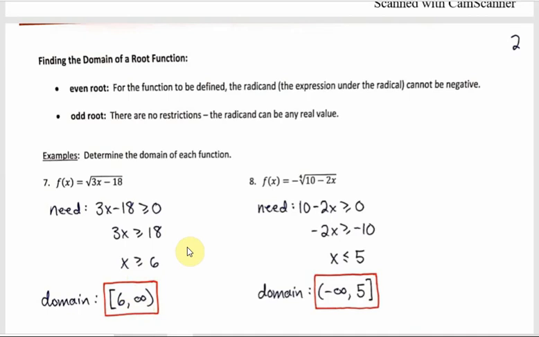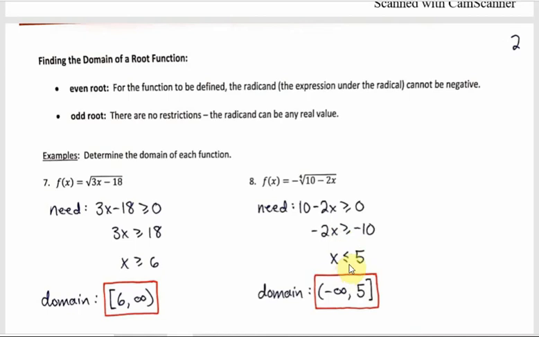And number 8 is also an even root, right? It's a fourth root. That negative out front doesn't really matter for what we're trying to do here. So we just need to worry about what's under the radical. We need that to not be negative. So we need 10 minus 2x to be greater than or equal to 0. You subtract 10 from both sides, you end up here. But to get x by itself, you've got to divide by negative 2. And since we're dividing by a negative, that's going to flip the direction of the inequality.